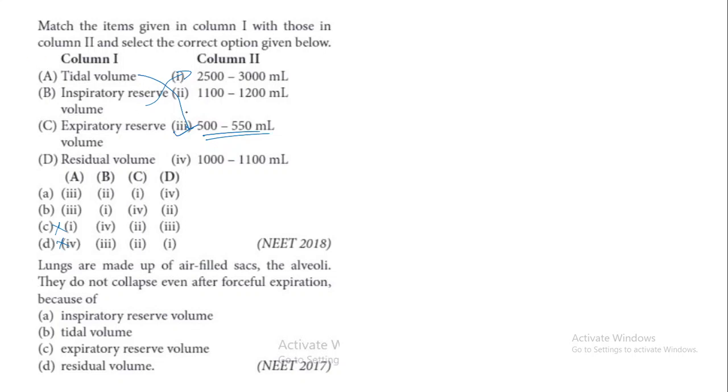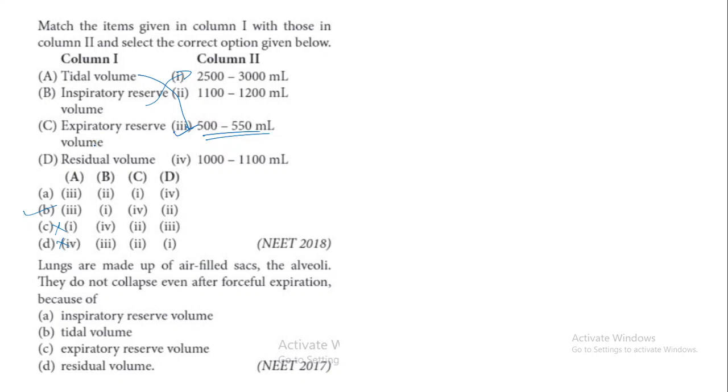Now we know that inspiratory reserve volume is 2500 to 3000 ml, or 2.5 liters to 3 liters. So looking at the options here, option B, A3 B1, so the right option is here already. But before marking it, let's just see the next two options.